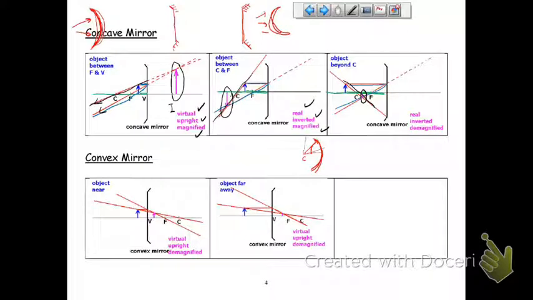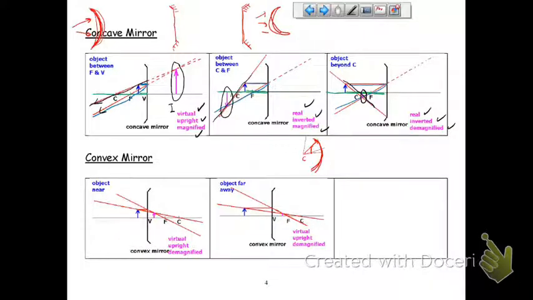And then finally we'd have this last one, a tiny upside down image. It would be real, inverted, and demagnified. So they're all a bit different. I would like you to be able to draw these diagrams. So we're going to pause the tape, because I can't put this on the tape, and we're going to practice.